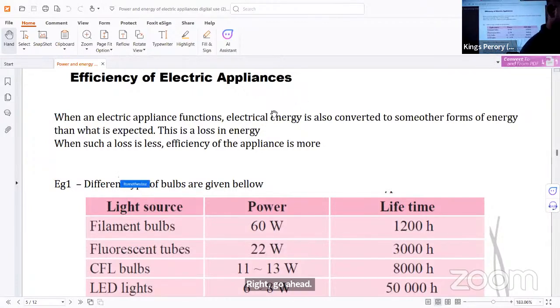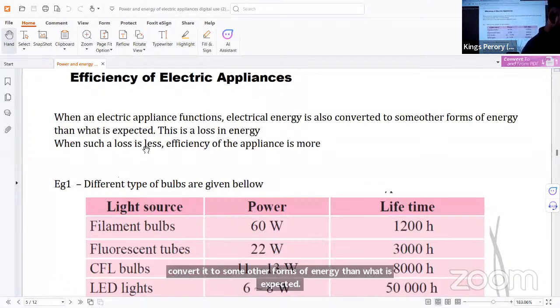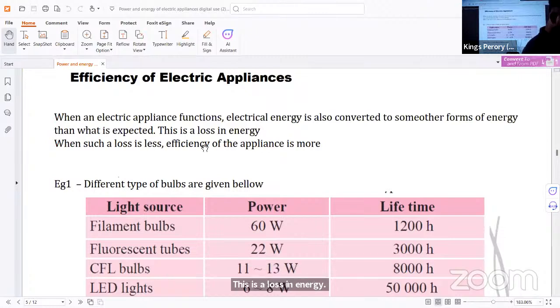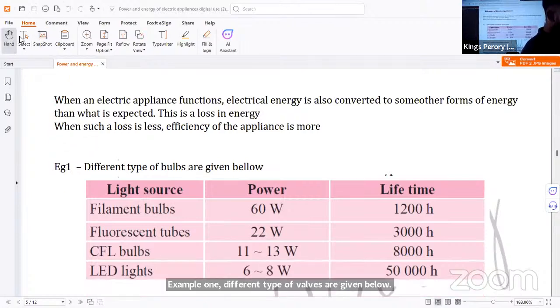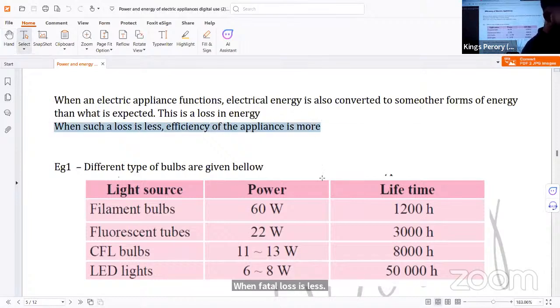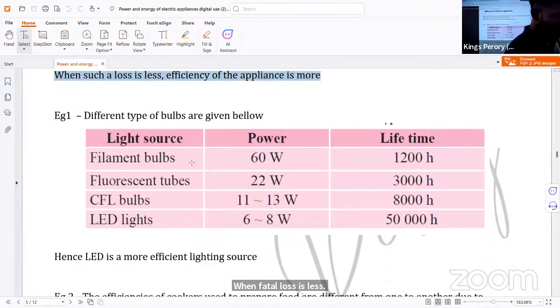Efficiency of electric appliances. When an electric appliance functions, electrical energy is also converted to some other forms of energy than what is expected. This is a loss in energy. When such a loss is less, efficiency of the appliance is more. Right, let me underline this. Metasa, continue.